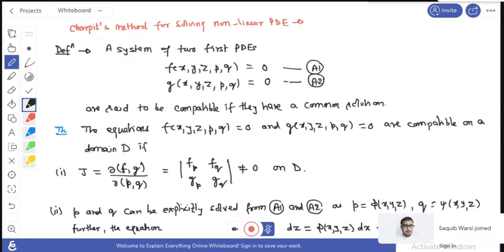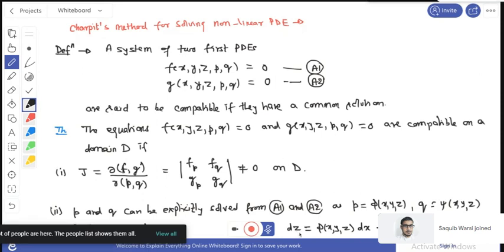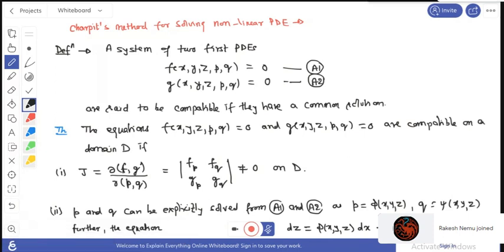Okay, so here this dz, which is phi dx plus psi dy, is integrable. Okay, so this is your first theorem.